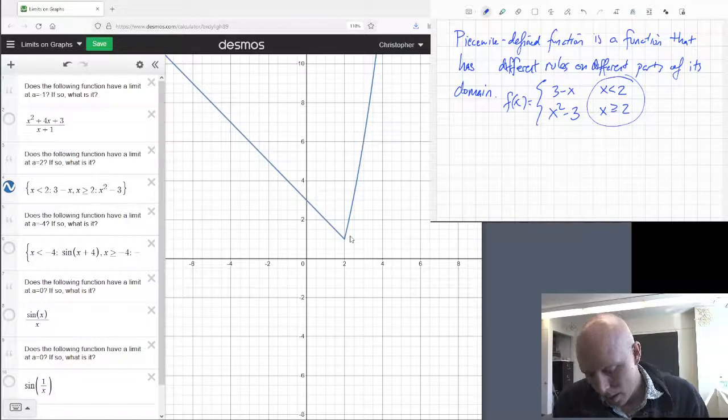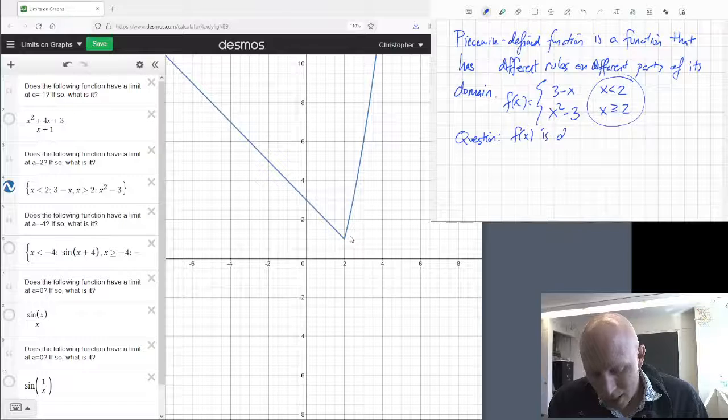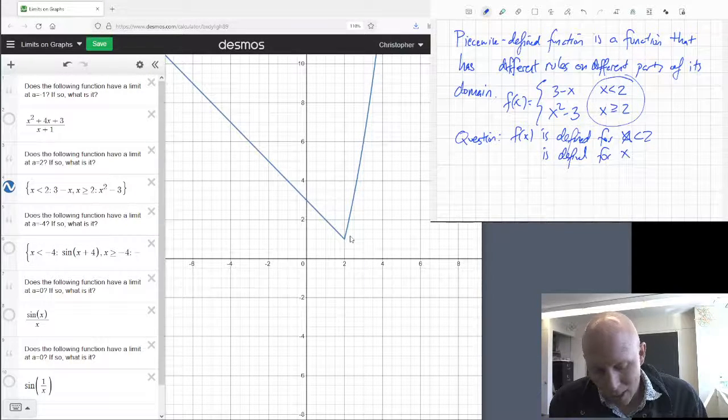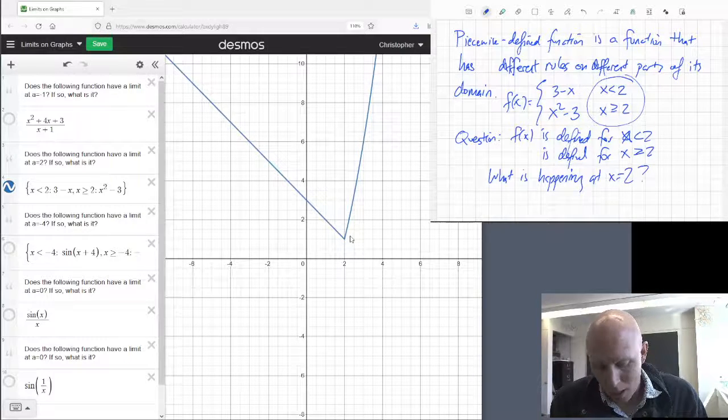So, question: f of x is defined for x less than 2. It's defined for x greater than or equal to 2. What is happening at x equals 2? Is there a value that the function should have there?